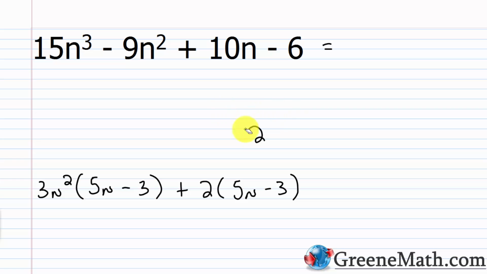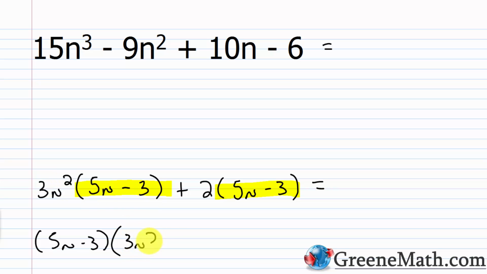So I have my common binomial factor here, which is 5n minus 3. Okay, 5n minus 3. And if I pull that guy out, what am I going to have? So I'd have 5n minus 3 times, what would be left? If I pulled out a 5n minus 3 here, I'd have 3n squared. If I pulled out a 5n minus 3 here, I'd have a 2. So plus 2. And so this is my factored form. I have the quantity 5n minus 3 times the quantity 3n squared plus 2. And in the interest of time, I'm not going to check it, but if you went back and used FOIL, you would get this 4-term polynomial back.